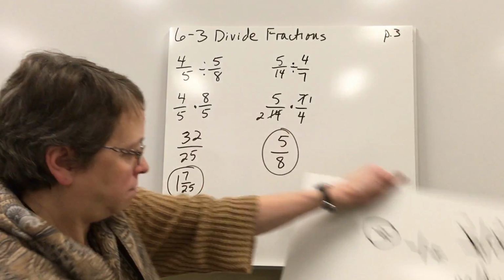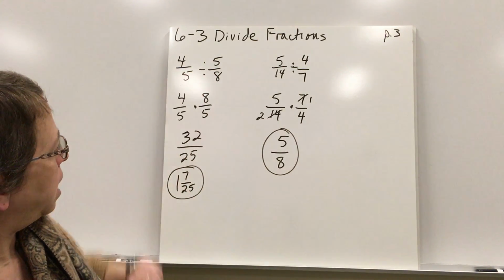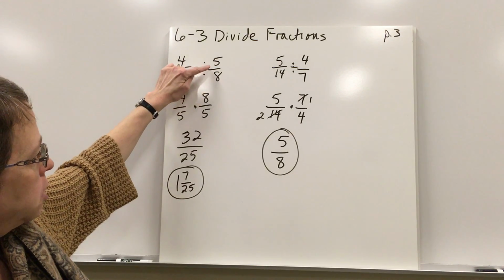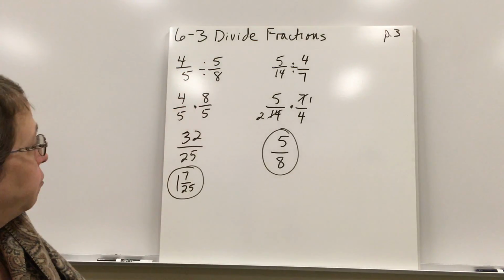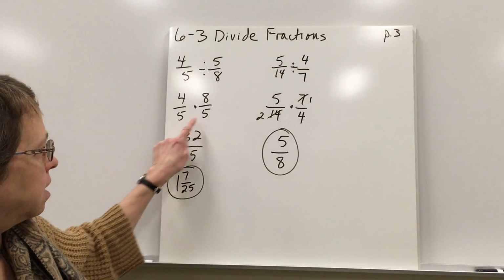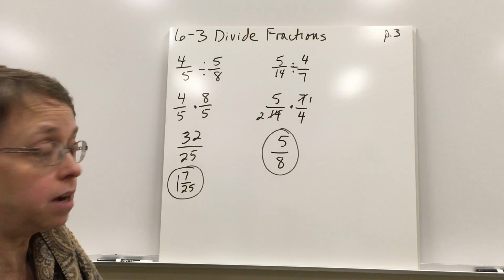Additional examples. 4/5 divided by 5/8. First fraction stays the same. Division becomes multiplication. 5/8 becomes 8 over 5. I can't cancel the 4 and the 8 because they're both numerators. I cannot cancel the 5 and the 5 because they're both denominators. So I have to just multiply everything.